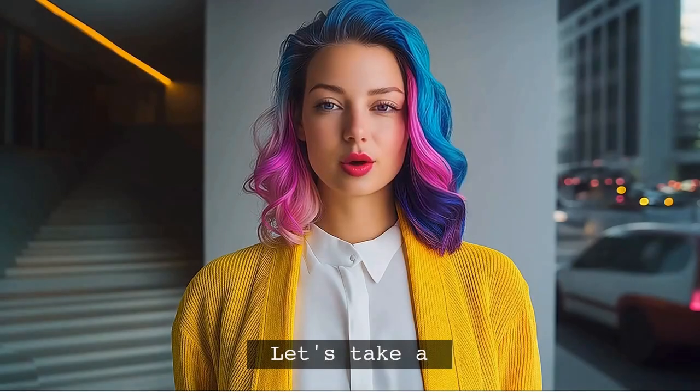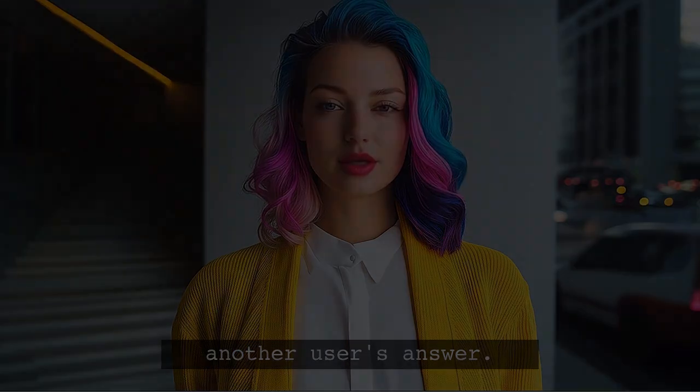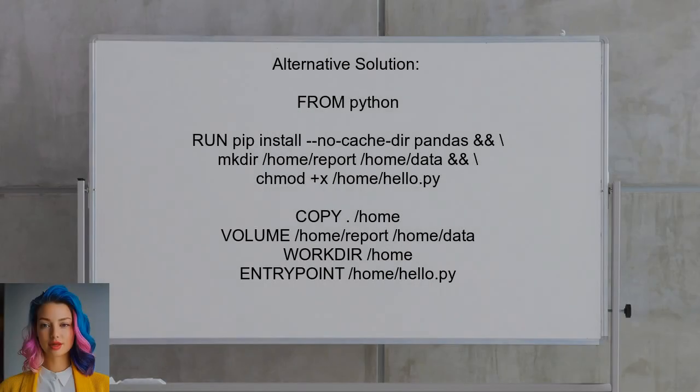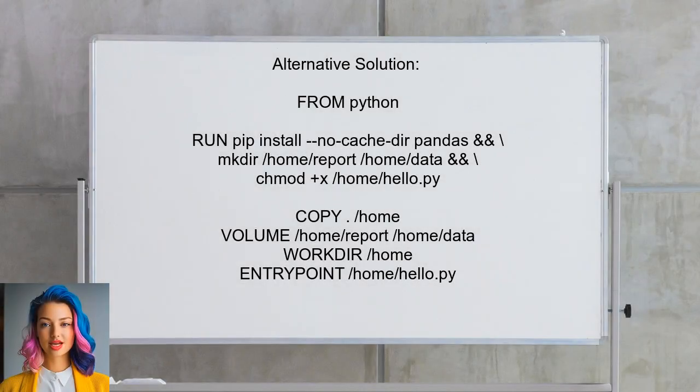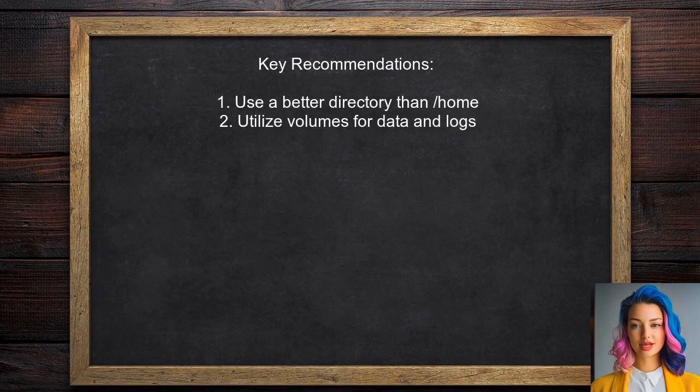Let's take a moment to review another user's answer. An alternative solution provided by another user suggests a more efficient Dockerfile. They recommend using a single run command to install Pandas, create directories, and set permissions for your script. They also advise using a better directory than /home and utilizing volumes to store data and logs, which can help manage your files more effectively.